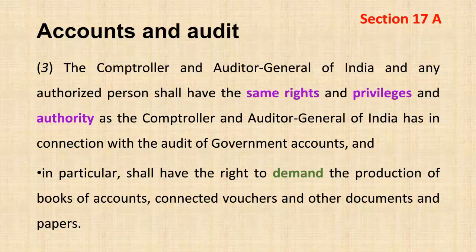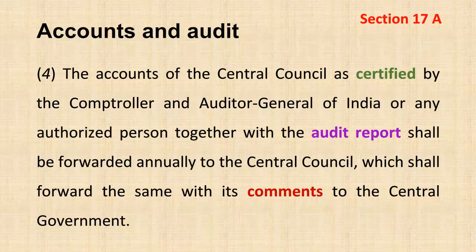The Comptroller and Auditor General of India and any authorized person shall have the same rights and privileges and authority as the Comptroller and Auditor General of India has in connection with the audit of government accounts, and, in particular, shall have the right to demand the production of books of accounts, connected vouchers and other documents and papers. The accounts of the Central Council as certified by the Comptroller and Auditor General of India or any authorized person together with the audit report shall be forwarded annually to the Central Council, which shall forward the same with its comments to the central government.